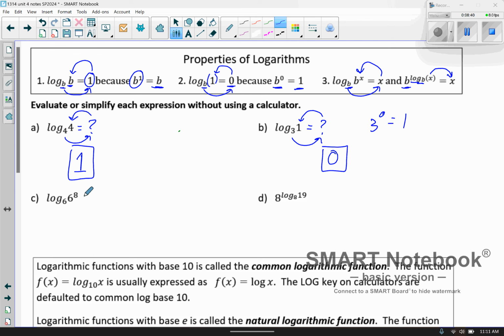Then here, you're trying to figure out 6 to what power gives you 6 to the power of 8. Well, to make these two equal, the question mark would have to match the other power, which is 8, right? So it's just 8 right there. Don't overthink it. Now, D is the one that right here, the simple answer is it's just going to be 19, right? That's the answer. It's going to be 19.